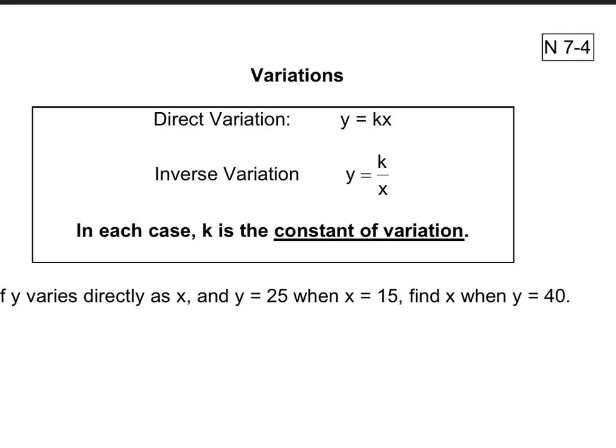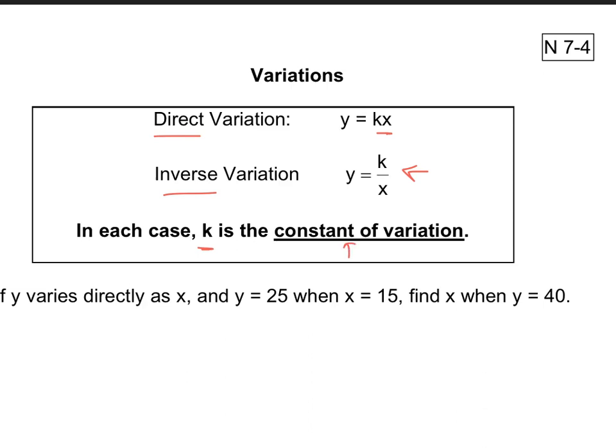So we have two different equations we're going to use. We have direct variation, and we have inverse variation, okay? See how they're different. One is multiplication, one is division, okay? What we're going to be doing is solving for k. K is the constant of variation. It's sort of like the slope a little bit.